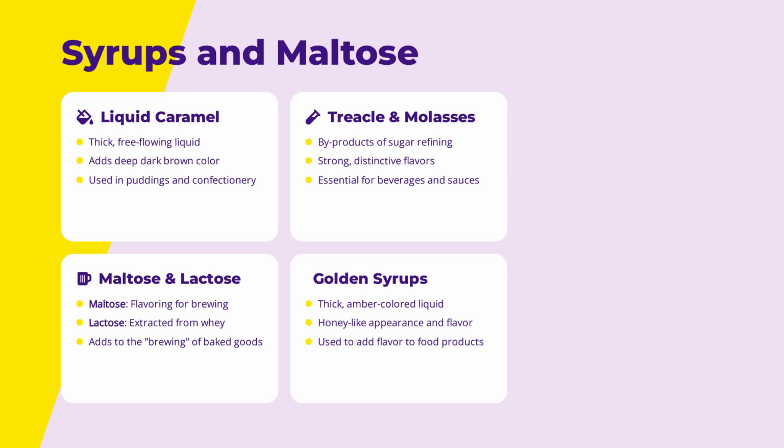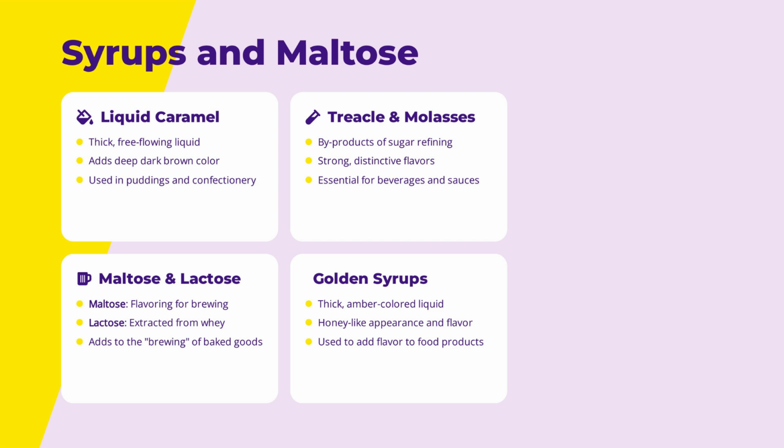The next sugar is lactose. Lactose is commonly called milk sugar because it is naturally present in milk and is commercially obtained from whey. Although lactose is less sweet than sucrose, it contributes to browning reactions during baking and enhances the flavor of dairy-based bakery products.